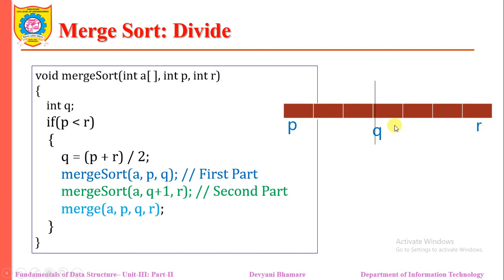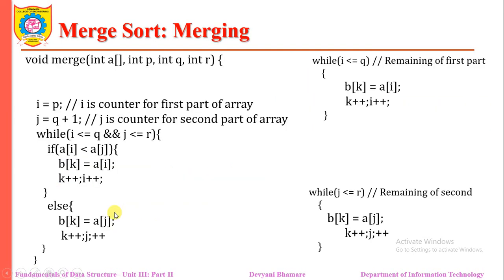Now once we have sorted all the arrays, then we need to start with merging. So how does this merge work? In merge, we start with the P index, Q index and R. Then we say that I is initially set to P and J is initially set to Q plus 1. Means J keeps the counter for the second part of the array and I keeps the counter for the first part of the array. Then we need to check whether the value of A of I and A of J is less or not. Accordingly, those elements are shifted into the B array.